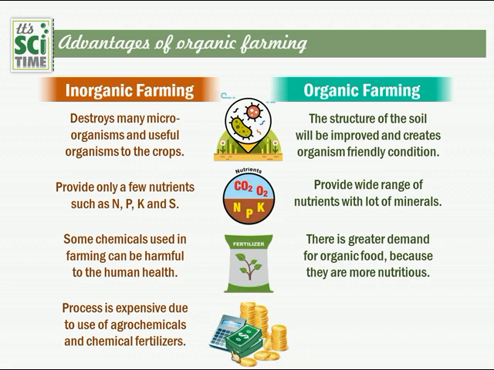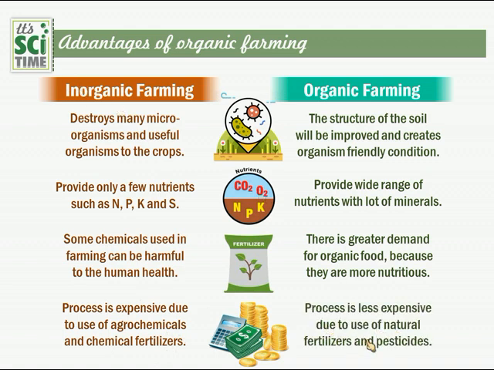Next, the cost. The process is expensive due to the agrochemicals and chemical fertilizers. We have to buy everything from the shops and implement them in inorganic farming. In organic farming, we mostly use compost and natural fertilizers or pesticides, and natural pest controlling techniques are used. Therefore, comparatively, this is less expensive. So this is the comparison. Therefore, there are a lot of advantages we can identify in organic farming.